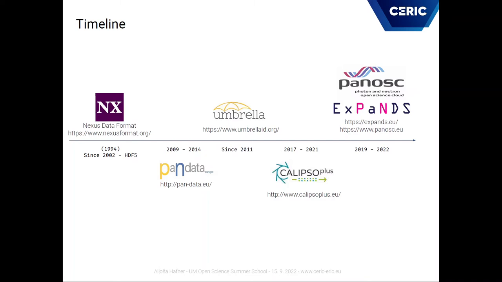And then there were more projects. So CALIPSOplus was one. This was more directed towards acquiring new users, how users interact with the whole process, how to make the process easier. And finally, we have PaNOSC, which is specifically targeted at international research infrastructures, and ExPaNDS, which is targeted at national research infrastructures, but they are very similar.